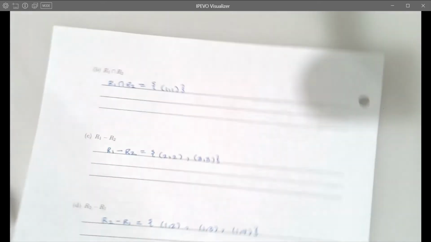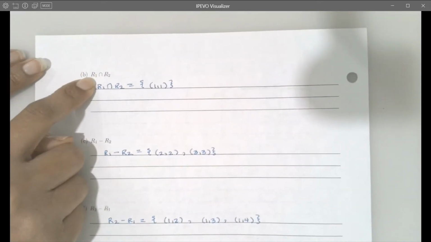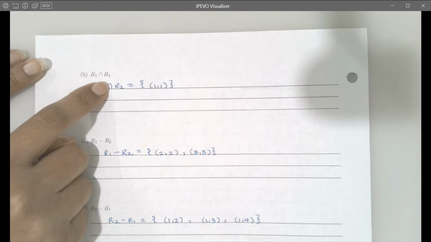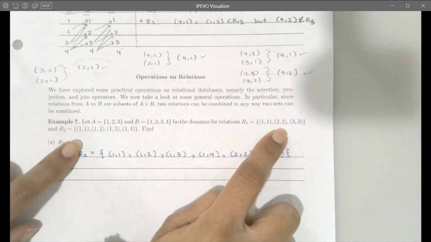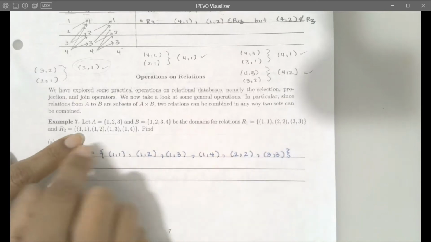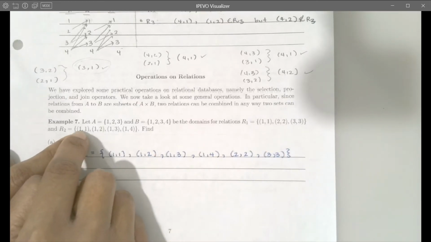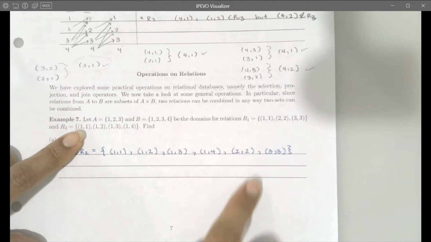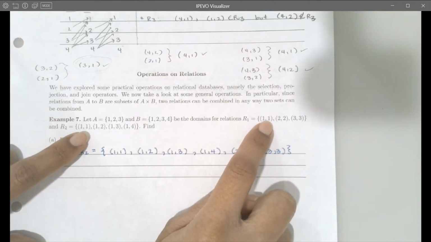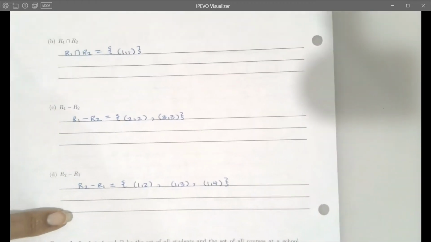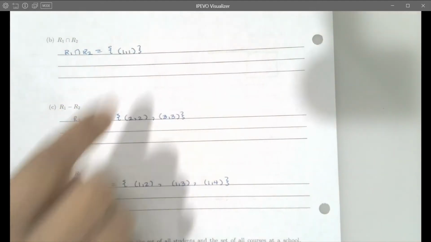For part B, they're asking us to find the intersection of R1 and R2. An intersection means all those elements that are shared in common between the two sets. So if we go back to R1 and R2 to see which elements they have in common, R2 only has ordered pairs with a first coordinate of 1. That means that in R1, the only pair that is shared in common is (1,1) and nothing else. So the intersection contains only one element, and that is (1,1).